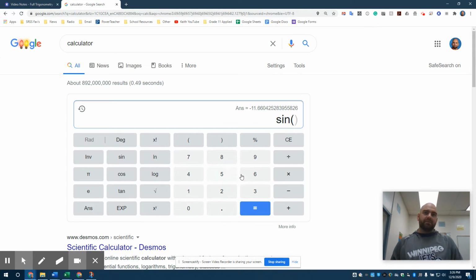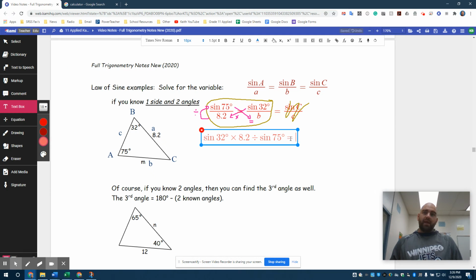So I'm going to do the same thing. Sine of 32 degrees times 8.2 divided by sine of 75 degrees, close brackets, equals. Now I get 4.49, or actually 4.5 because we're rounding up. So 49 becomes 50. So the answer is 4.5. We can say that m equals 4.5.